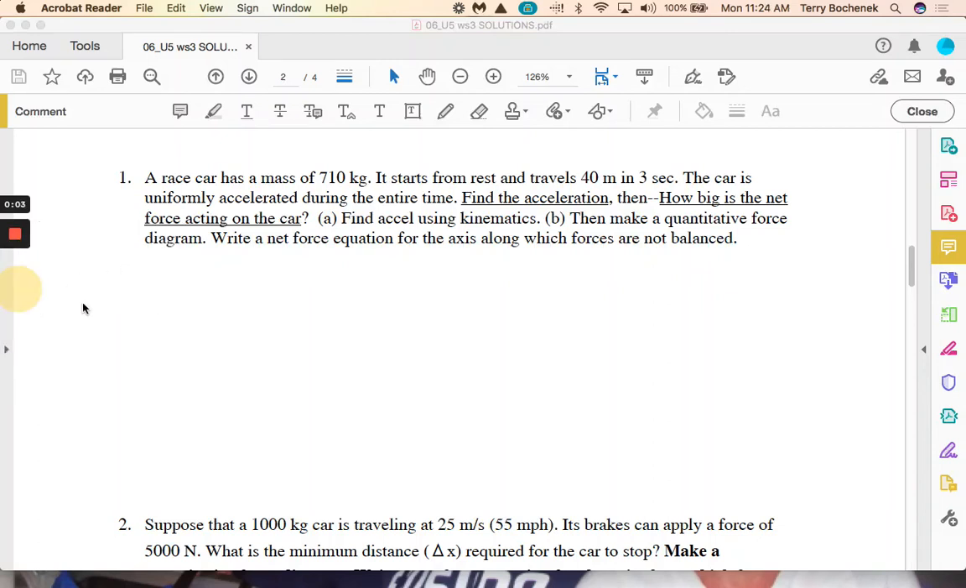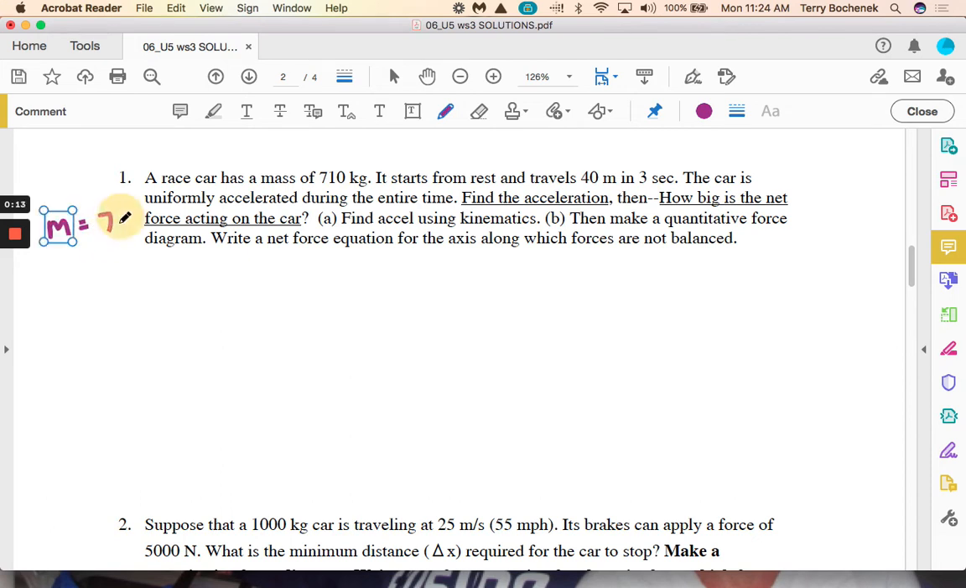Okay, I'm going to run through the answers to this relatively quickly. I'm going to do what everybody should always do and list some things off to the side before we get into the solving part itself. And go from there. So, car has a mass of that.